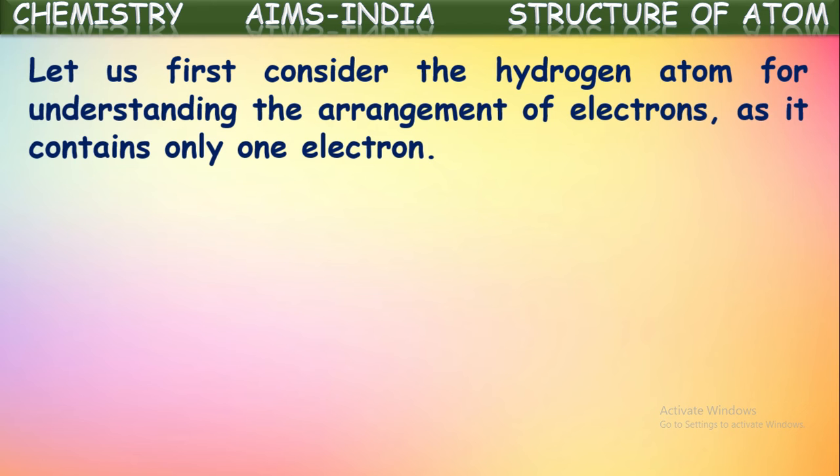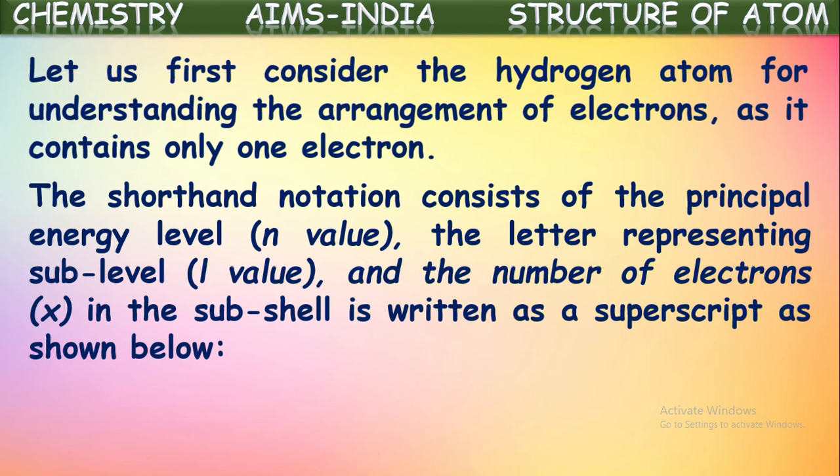Let us first consider the hydrogen atom for understanding the arrangement of electrons, as it contains only one electron, isn't it? Hydrogen has only one electron, so that you can understand easily the arrangement of electrons in it. The shorthand notation consists of the principal energy level n value and the letter representing the sublevel or subshell in which the electron is located, the l value, and the number of electrons present in that subshell is written as a superscript, as shown here. This representation is called nlx notation.